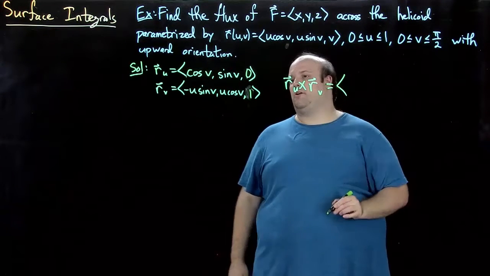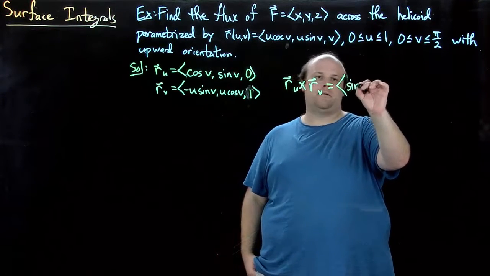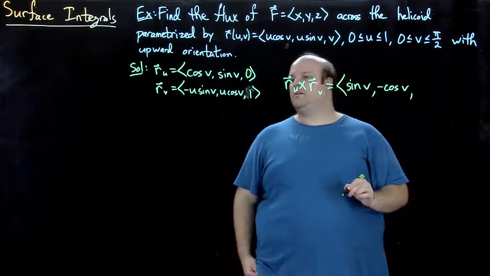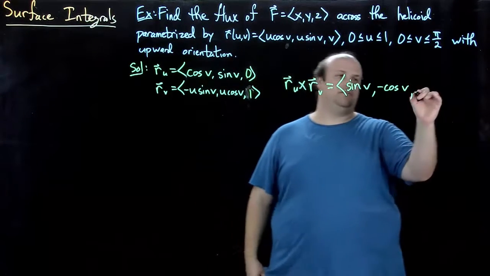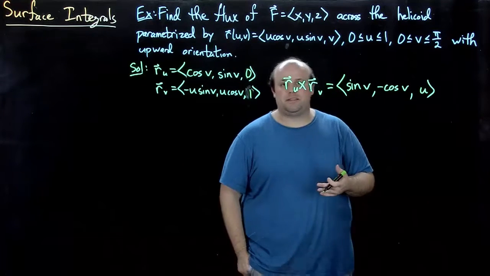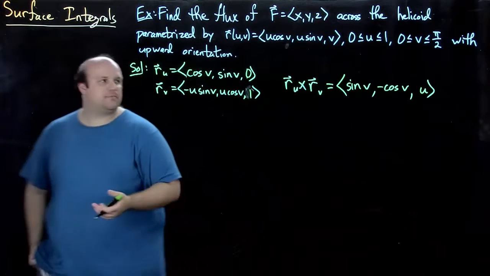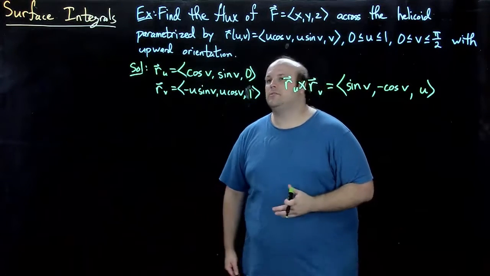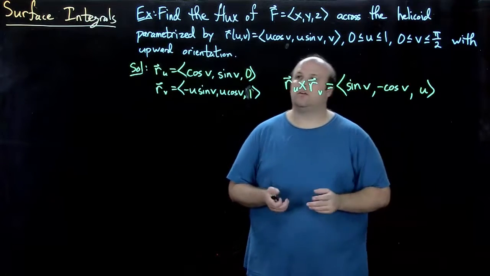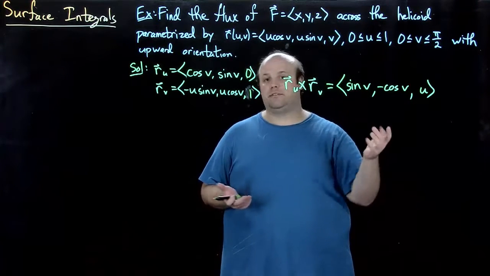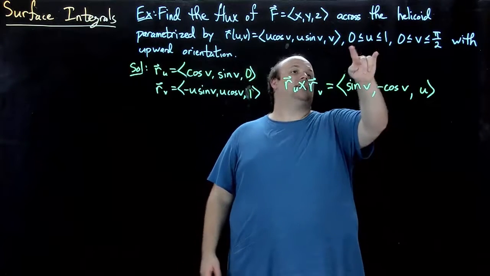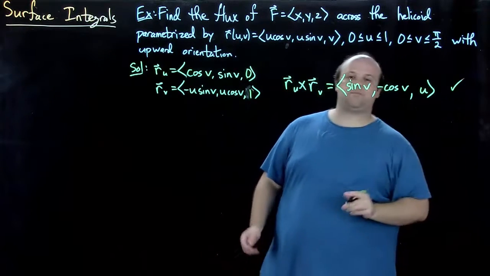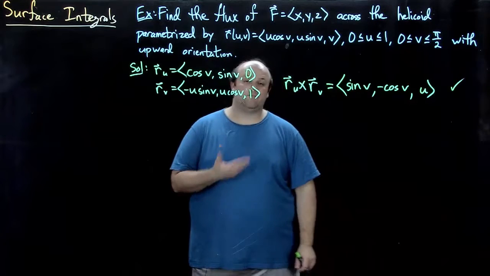So this cross product will be sine v, negative cosine v, and u. I'll let you check that. Is this the upward orientation? Upward means the k component, the z component, has to be positive. Since u goes from 0 to 1, this is always positive, so this is the right one.